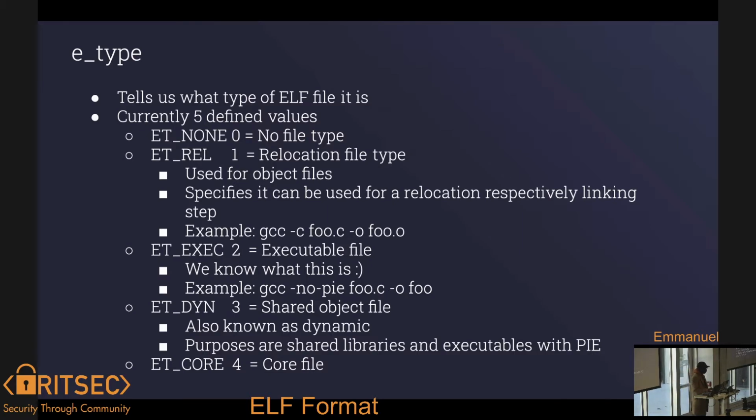And the third one is the shared library, also known as a dynamic object file. And we know this from rootkits and all that stuff. So like the LD_PRELOAD, it's a shared object file. And yeah, pretty much that's it. And the last one is a core file. Again, I've not seen this being used, so I cannot go into detail with that.